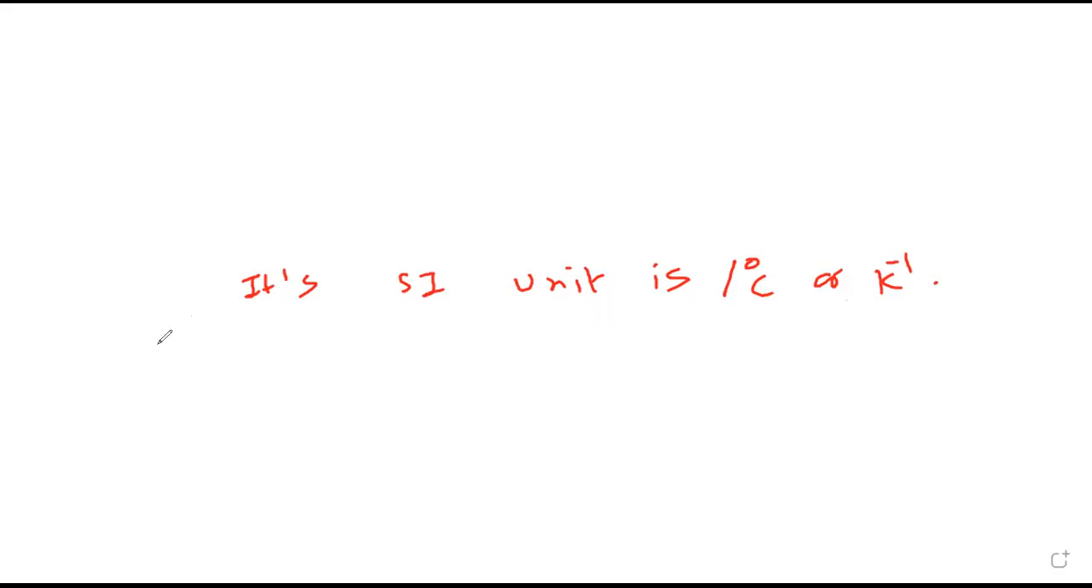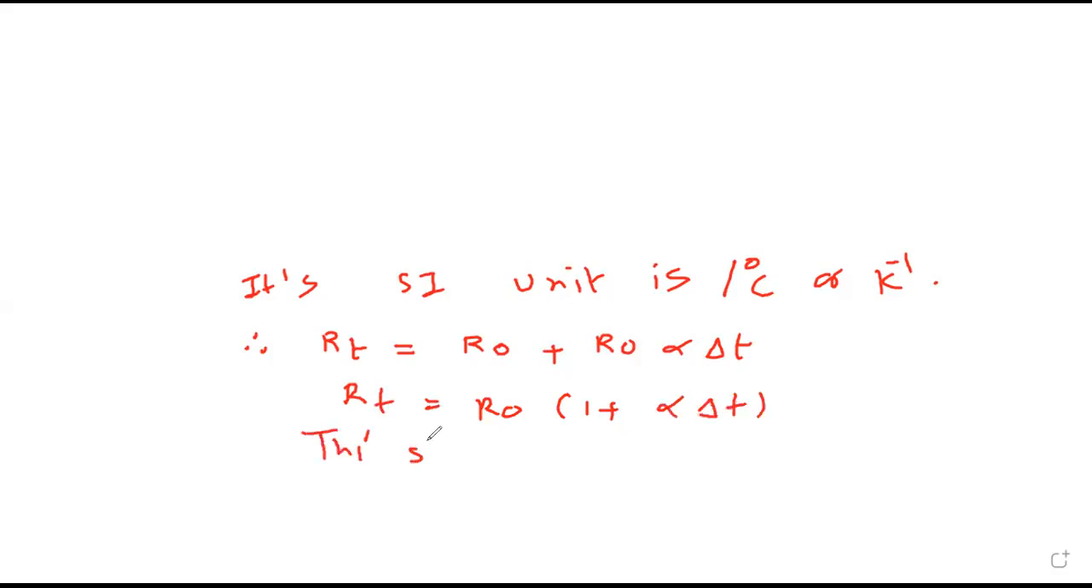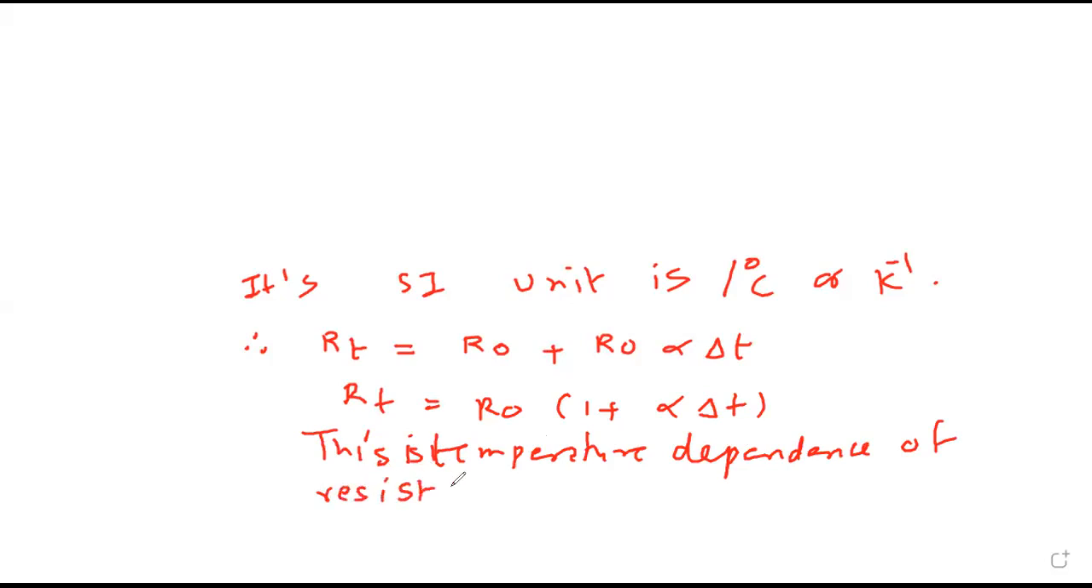This also write. From this we can analyze like this. Therefore, RT equals R0 plus R0 alpha delta t. So RT will become R0 times (1 plus alpha delta t). This is the temperature dependence of resistance. That means at higher temperature it is R0 (1 plus alpha delta t).